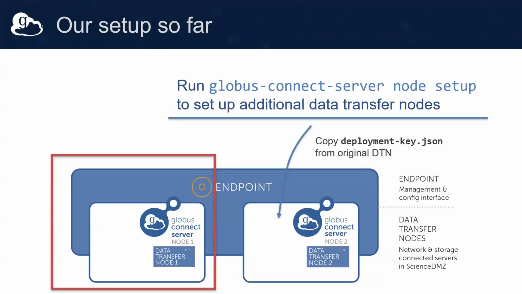If you want to add another node, you copy that deployment key JSON from the original DTN onto the new one and run Globus Connect Server node setup again with that deployment key. And that's it. The node just slides into your endpoint just like that. Literally one command. So you can add nodes, remove nodes. Once you have multiple nodes, you can enable, disable them. So you have your typical maintenances. You can do them all pretty much without service disruption.